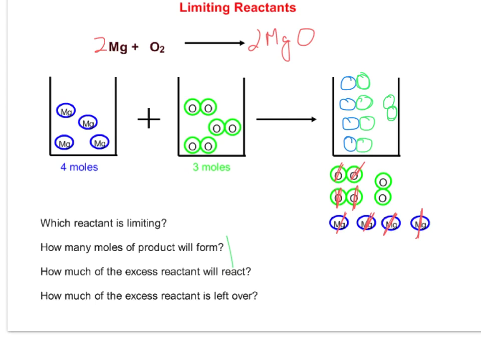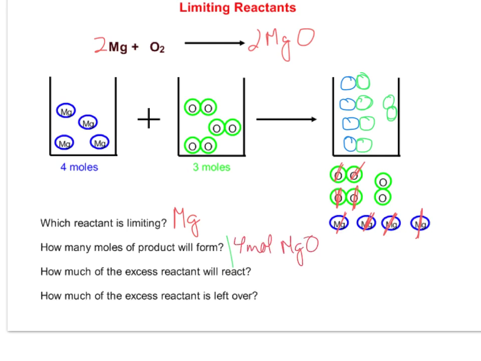So what is my limiting reactant in this case? My limiting reactant would be magnesium because it ran out first, even though I had more of it. I had 4 moles of magnesium and only 3 moles of oxygen, but yet magnesium was my limiting reactant because it ran out first. I have extra of the O2. Okay, how many moles of product did we form? So let's look at this. We have 1, 2, 3, 4 MgOs. So 4 moles is our answer.